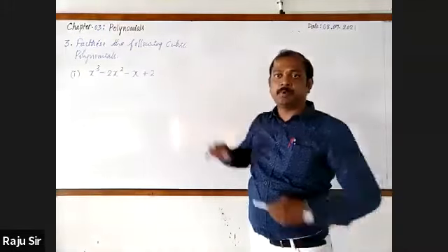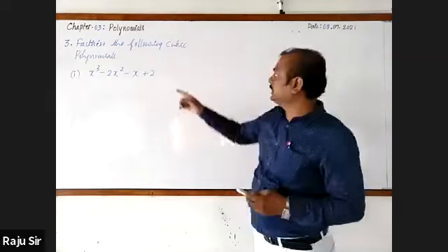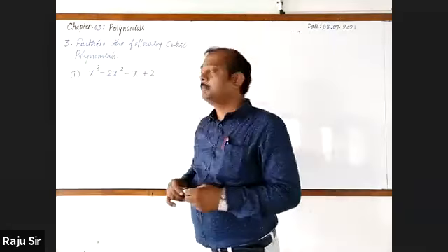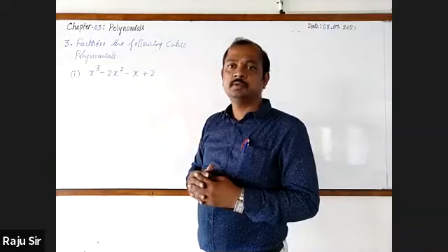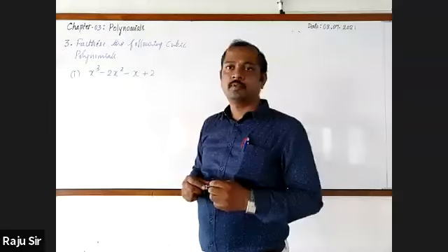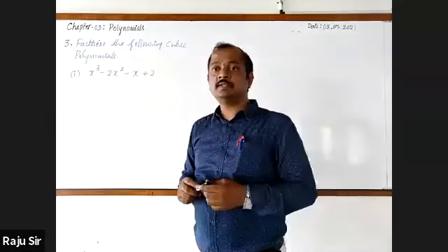Once we go through the polynomial, it is x cubed minus 2x squared minus x plus 2. What is the degree of this polynomial? The degree is 3. Then how many zeros does it have? 3 zeros.